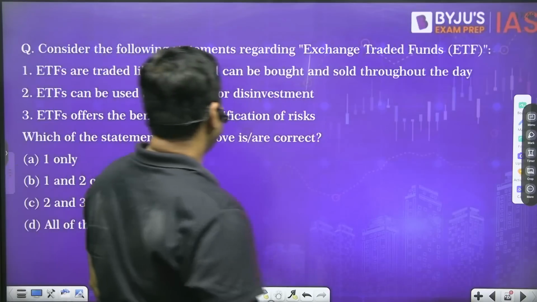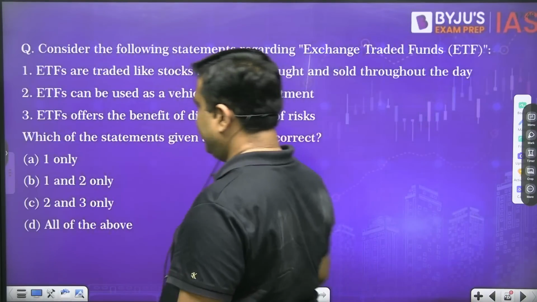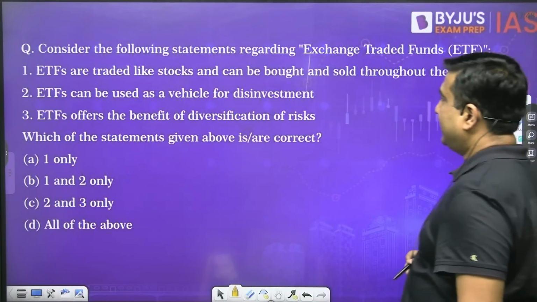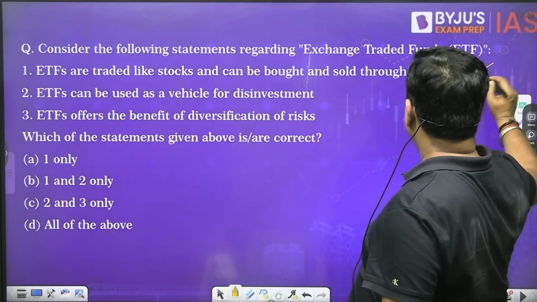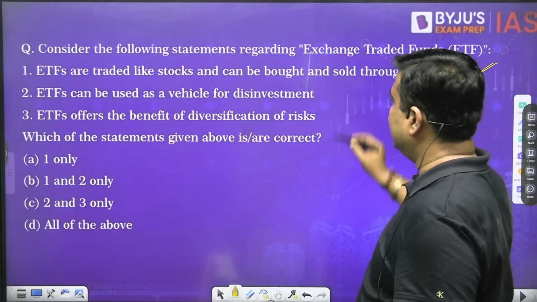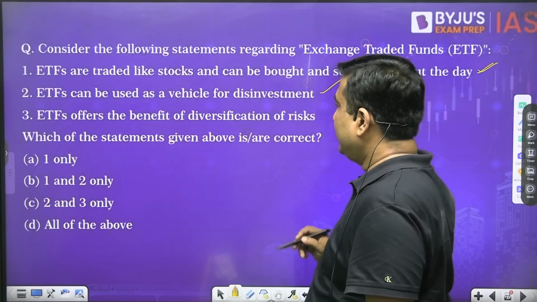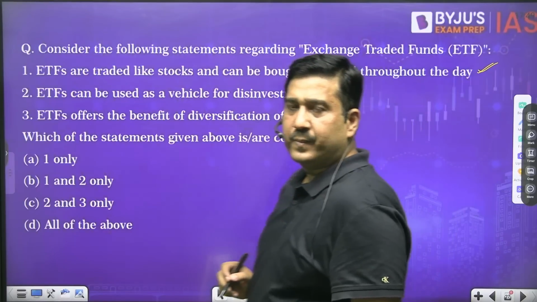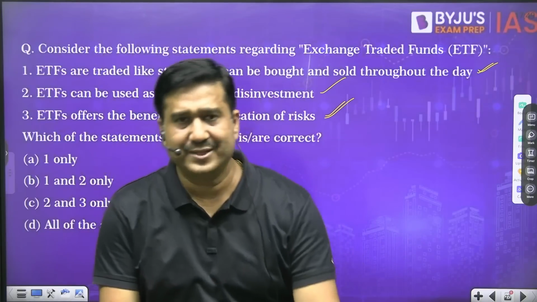Consider the following statements regarding exchange traded funds. First, ETFs are traded like stocks and can be bought and sold throughout the day. Absolutely correct. ETFs can be used as a vehicle for disinvestment. Absolutely correct. ETFs offer the benefit of diversification of risk. Absolutely correct. All three statements are correct. Now what is ETF? What is exchange traded fund?